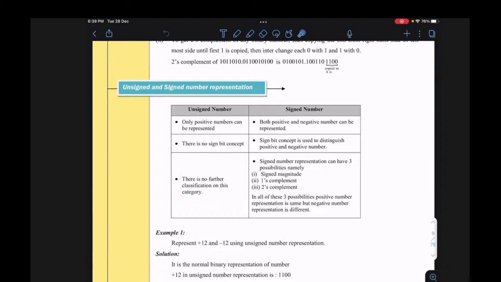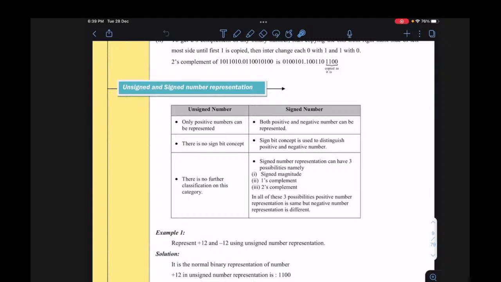But here we have classification. There are three classifications in the signed number category. One is sign magnitude representation, one is ones complement and two is twos complement. In all of these three possibilities, positive representation is the same, but negative representation is different.